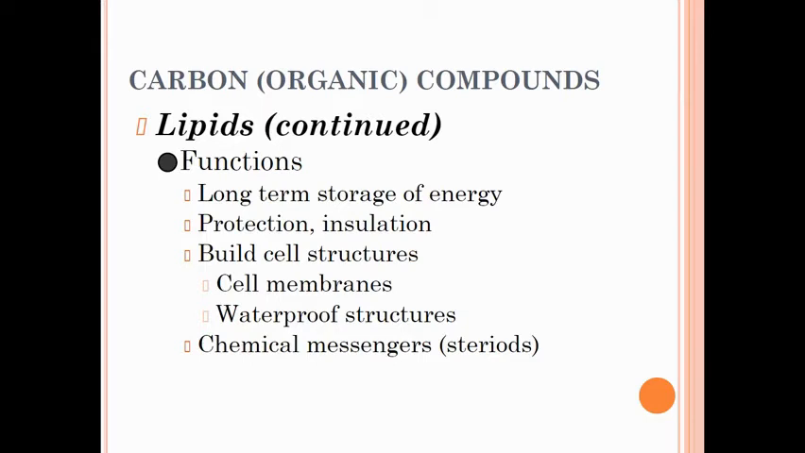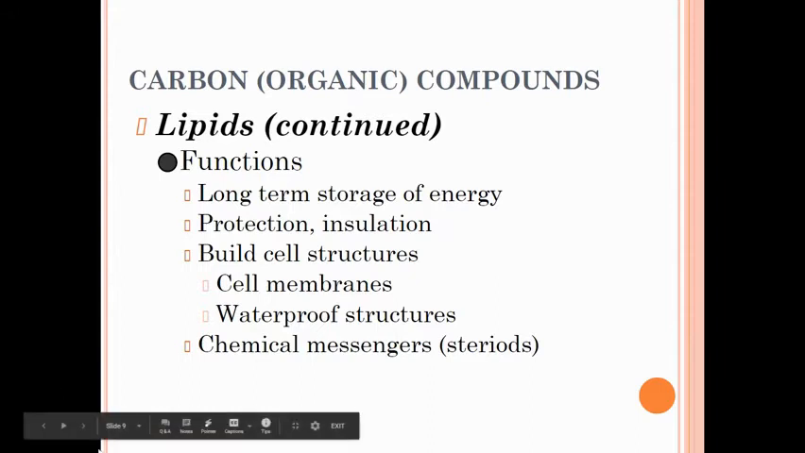insulate. They build cellular structures. In our next unit, when we talk about cells, we'll learn about how the cell membrane is composed of lipids and waterproofing substances. For example, our skin has lipid components in it that help to make it waterproof. And chemical messengers like steroids, those are different sorts of lipids.